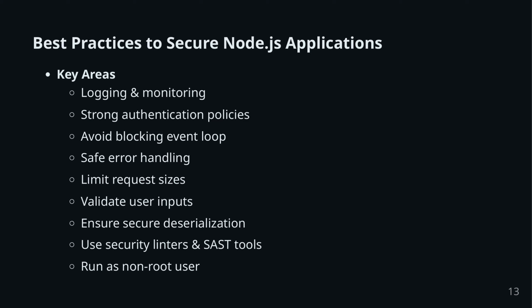6. Validate user inputs. Always validate user inputs to prevent injection attacks and ensure that the input data meets your application's requirements. 7. Ensure secure deserialization. Use secure deserialization methods to prevent remote code execution and other security vulnerabilities. 8. Use security linters and SAST tools. Employ static analysis security testing, SAST tools, and security linters to identify and fix vulnerabilities in your code during the development process. 9. Run as non-root user. Operating your application with the least privileges necessary can minimize the impact of any potential security breaches. Implementing these best practices will significantly strengthen the security posture of your Node.js applications and help protect them against potential threats.